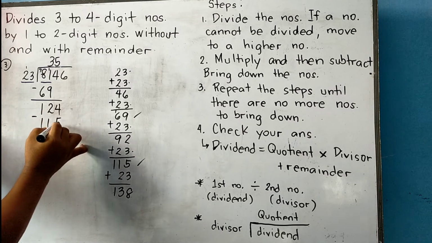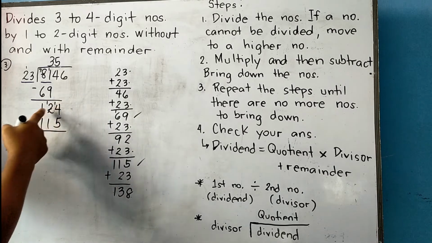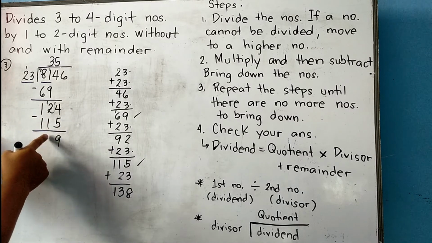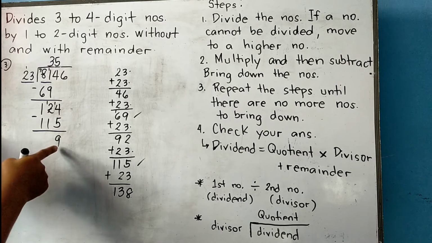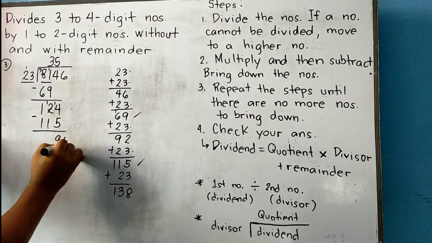4 minus 5 cannot be. So this will become 14, while this will become 1. 14 minus 5, it is 9. And then 1 minus 1, 0. 1 minus 1, 0. So it's only 9. And then again, bring down the next number, 6.